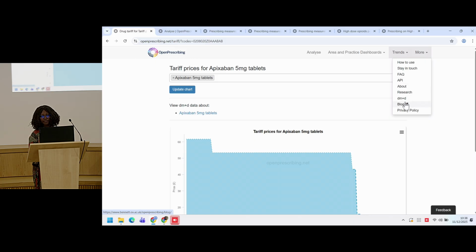There's also the GM+D browser, which you can use for browsing through drug categories, looking at NHS drug dictionary codes and definitions. And there's also a price per unit tool, which you can use to identify expensive drugs and potential alternatives. So like I said, come see us later if you're interested in knowing more.